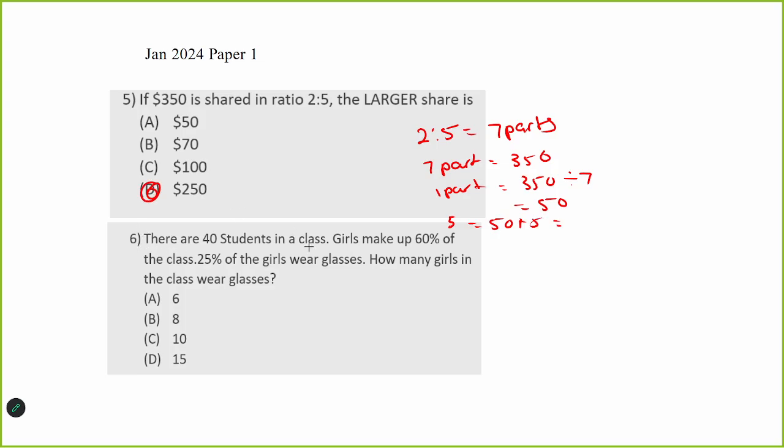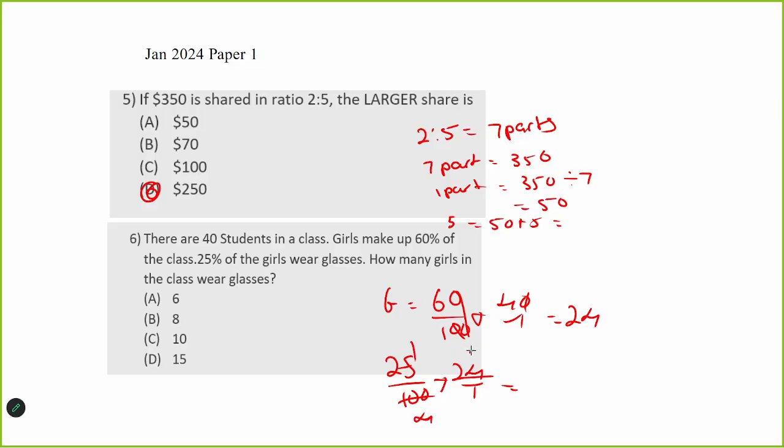There are 40 students in class. Girls make up 60%, so the girls would be 60 over 100 multiplied by 40 over 1, you'll get 24, right? 25% of the girls, so 25% of 24 wear glasses. 4 into 24 is 6, so it would be 6. So the answer is E, right? And that is the end of January 2024, paper 1, number 3 section.